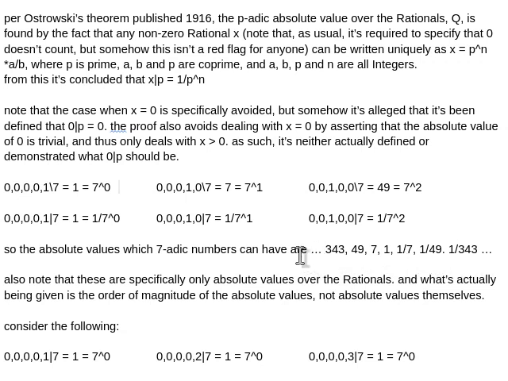Also note that these are specifically only absolute values over the rationals. And what's actually being given here is the order of magnitude of the absolute values, not absolute values themselves. The orders of these, yes, I agree with. And these specific ones, I have no problem with that.